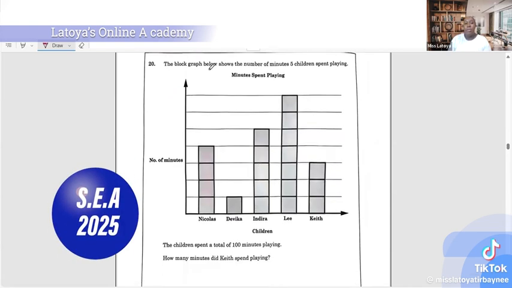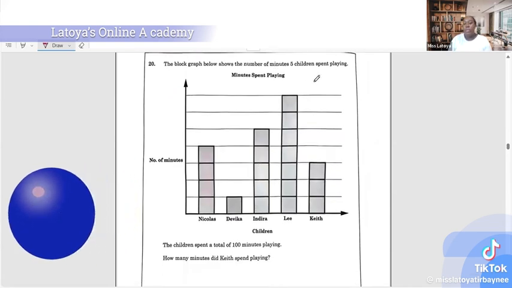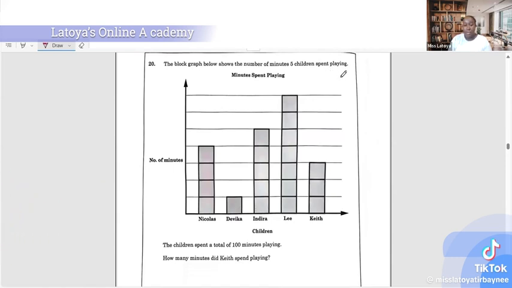Question 20. The block graph below shows the number of minutes 5 children spent playing. The children spent a total of 100 minutes playing. So all of this represents 100. How many minutes did Keith spend playing? So the first thing we have to determine is the key. The key was not given for us to check in 1s, 2s, 3s, 4s, 5s, 10s, or 20s, and so on.